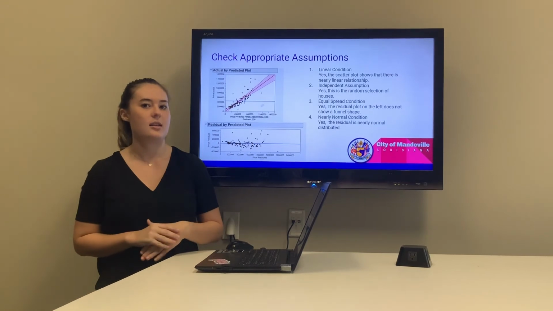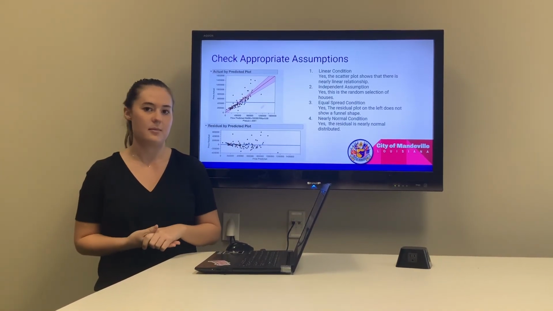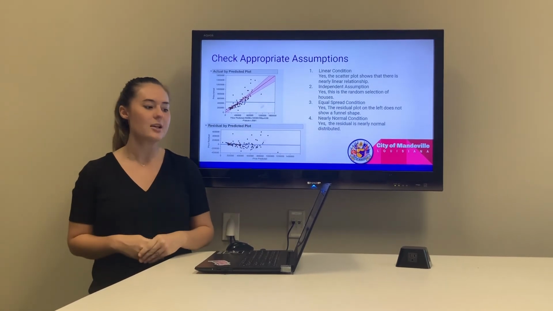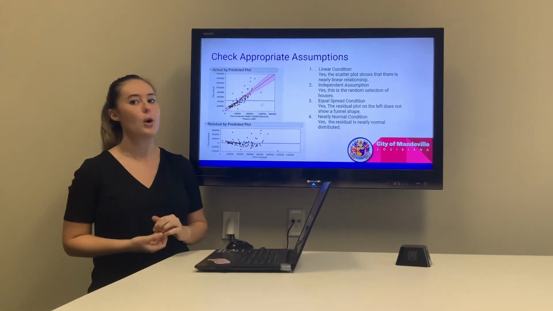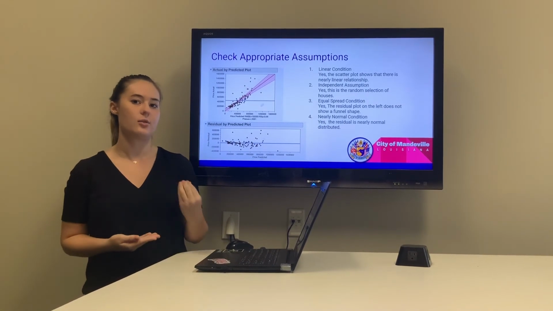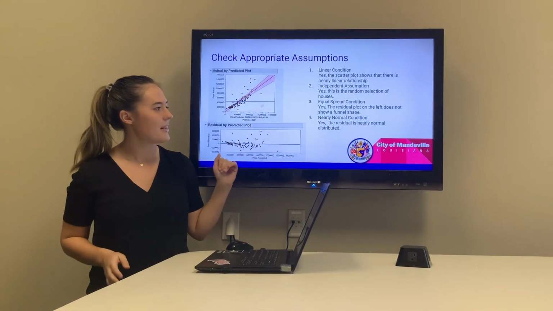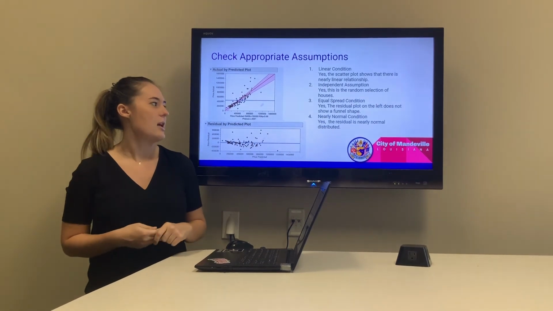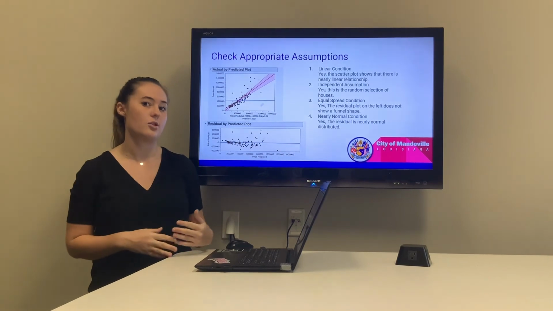To check the appropriate assumptions, the linearity condition is met because there is a nearly linear relationship, as well as the independence assumption because all of the variables were independently chosen from Realtor.com. The equal spread condition is met because it doesn't show a funnel shape, and the nearly normal condition is met because the sample size is larger than 30.